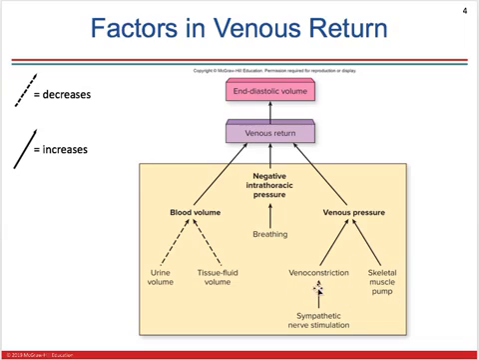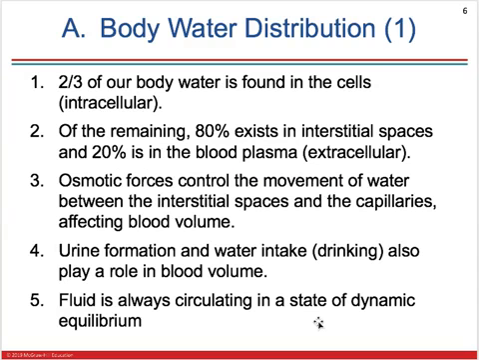And then anything that causes vasoconstriction, that is contraction of the smooth muscle in the veins, will do that as well. And this is the sympathetic nervous system activity then that causes tension, causes contraction of the smooth muscle in those blood vessels. So then let's look at a little more detail about blood volume.